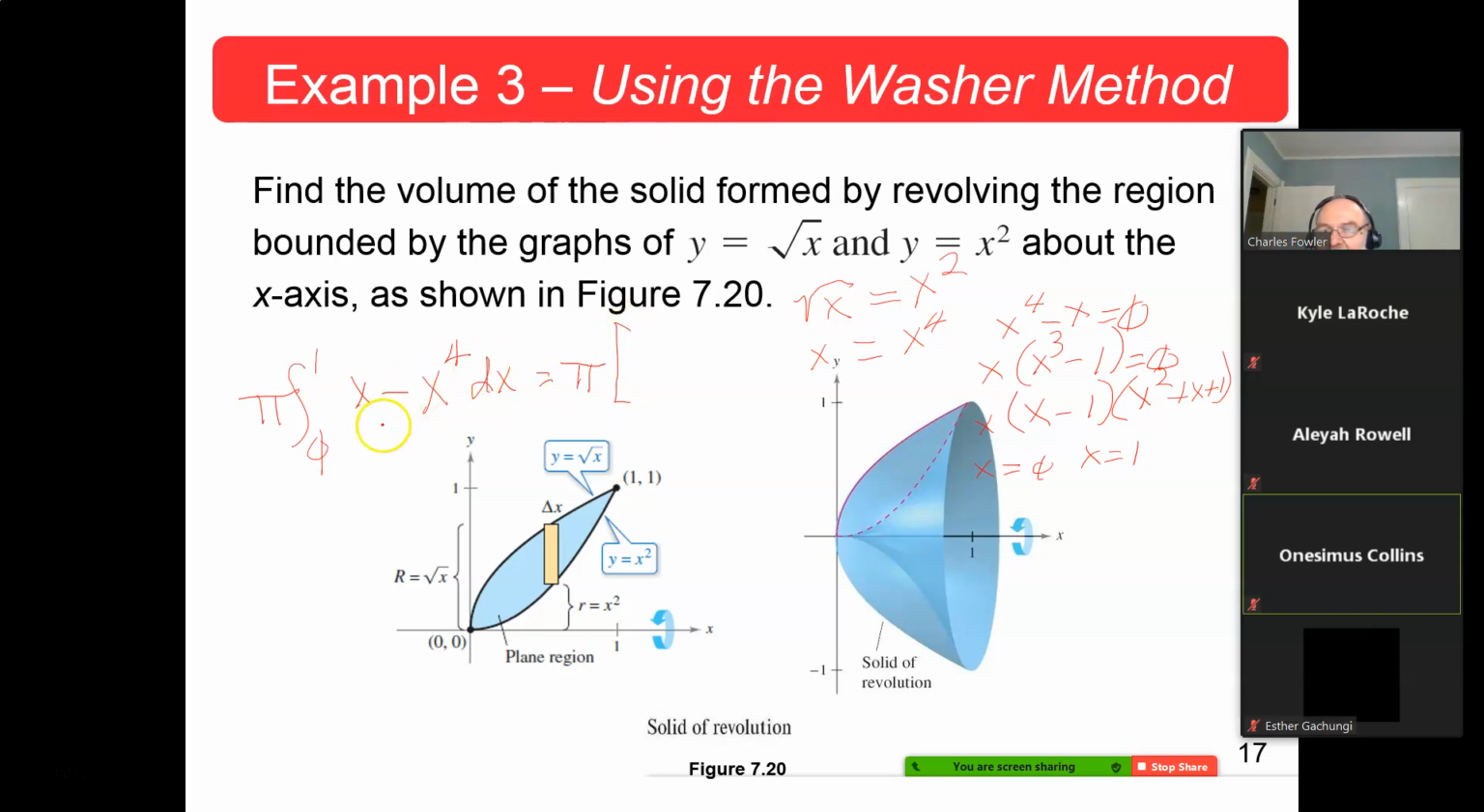Now, what's the antiderivative of x? Somebody. Anybody. It's x squared over 2, minus, what's the antiderivative of x to the fourth? X to the fifth over 5. Evaluate that from 0 to 1.